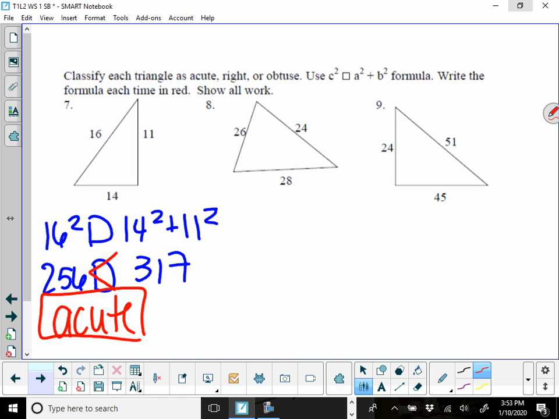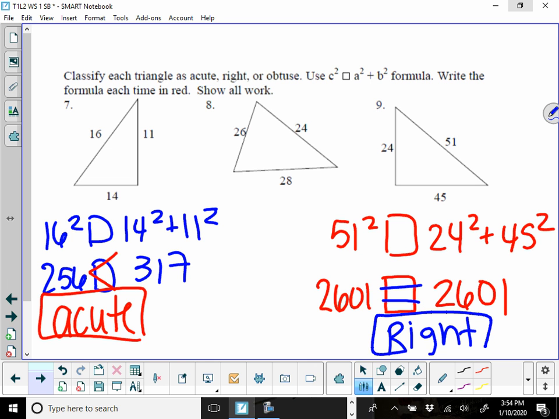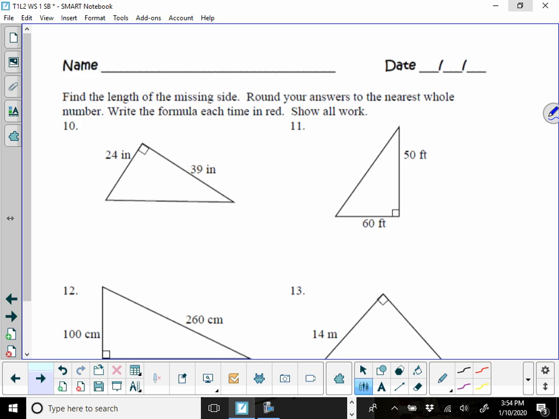Let's jump over here to number 9. I'm going to start with 51 squared, my box, 24 squared plus 45 squared. That's going to give me 2601 and 2601. Those values are in fact equal, so this makes this triangle right. So far you've got 5 problems to do on that. Again, you should have done some of this in class today.